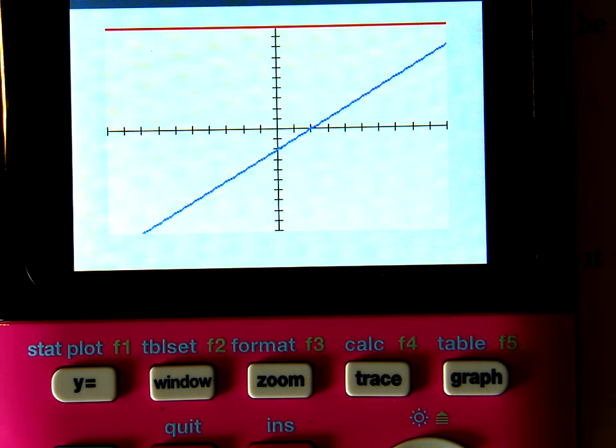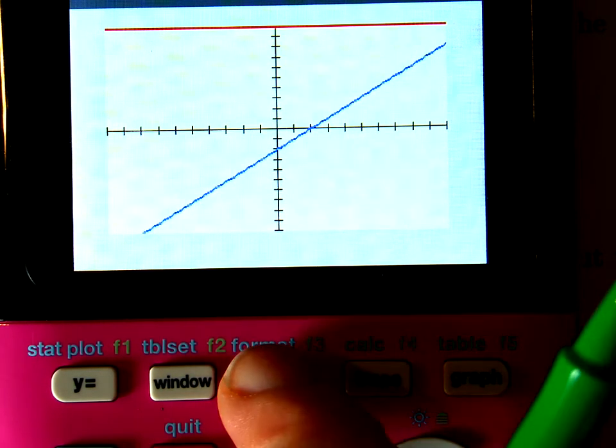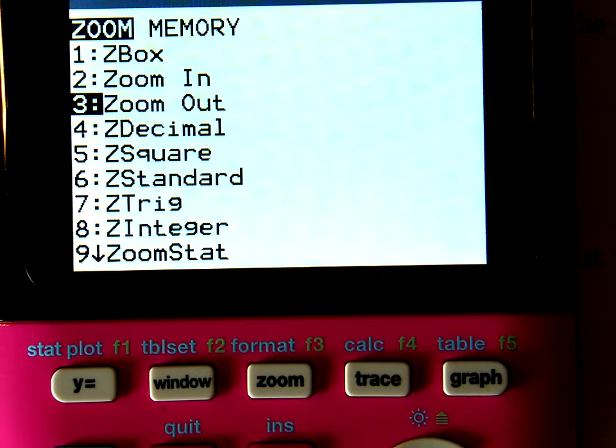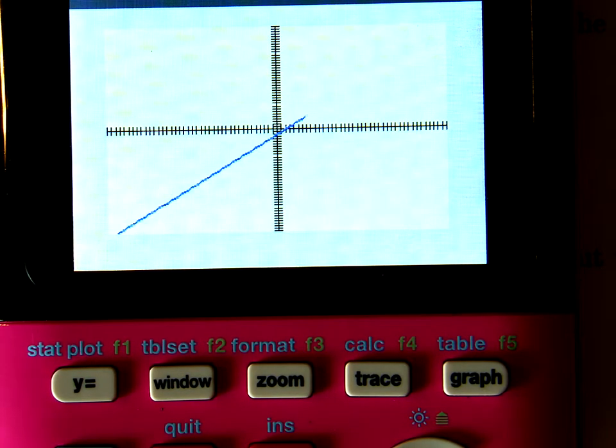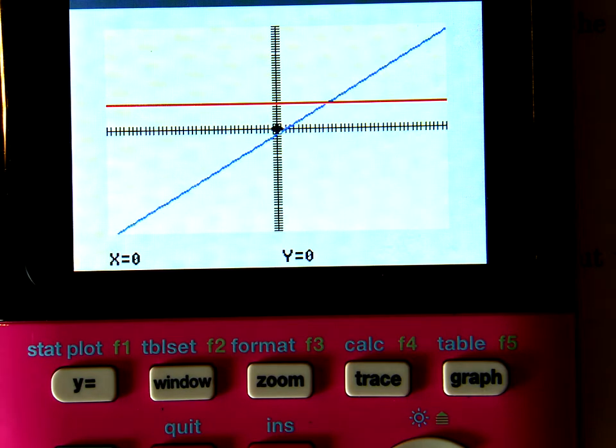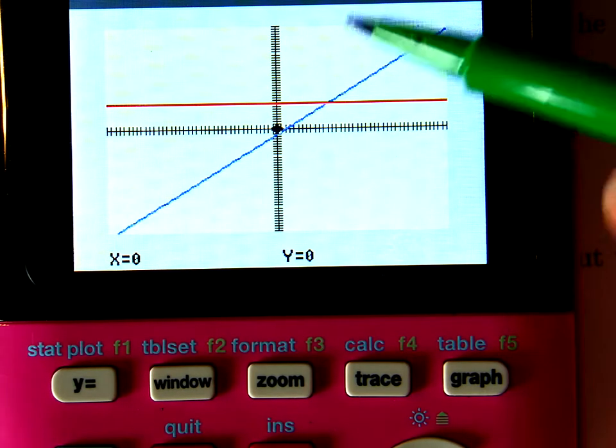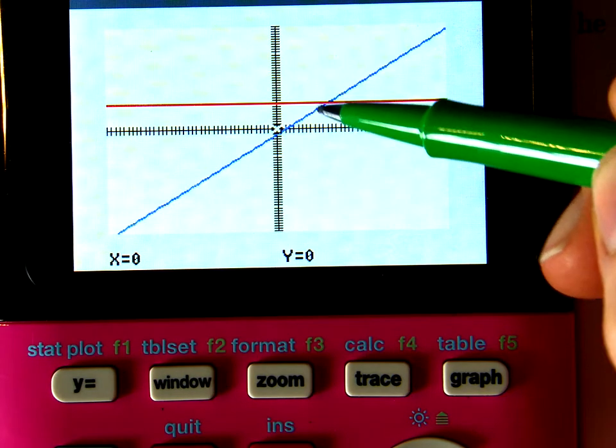Uh-oh, they do not meet. So I'm going to actually zoom out. So zoom out and hit enter, and then hit enter again. It's asking you to center your zoom, by the way. Okay, so it zoomed out and it found this intersection point.